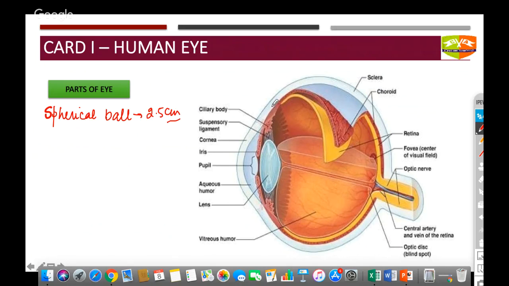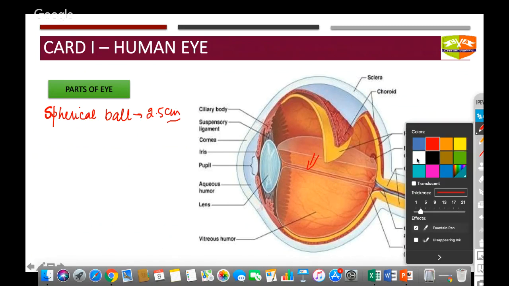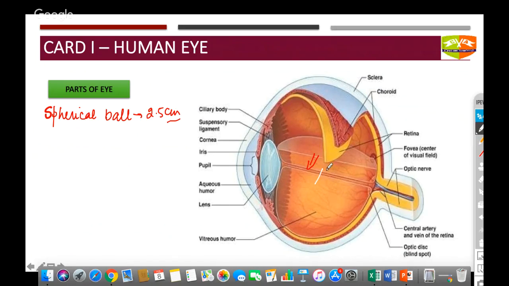Now this particular part, let me select a different color for it. This is called the posterior part of the eye. This particular part consists of a fluid. This fluid is known as vitreous humor.